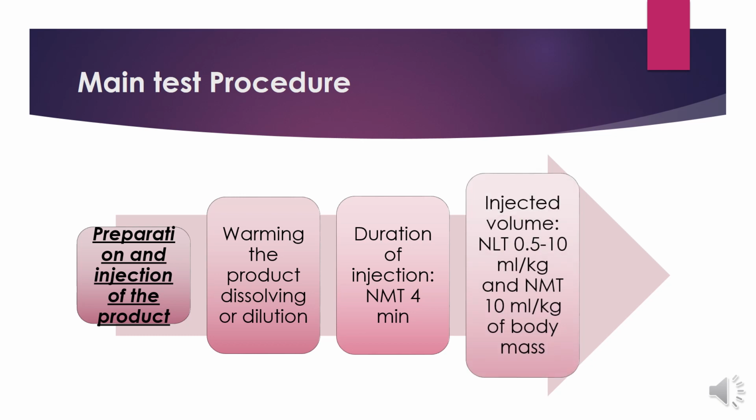The volume that is injected is usually not less than 0.5 and not more than 10 ml per kg of body mass or body weight of the selected rabbit. So you are going to inject a volume that is in between 0.5 to 10 ml per kg of the body weight of the selected rabbit. This is the sample volume that is injected for the pyrogen test.